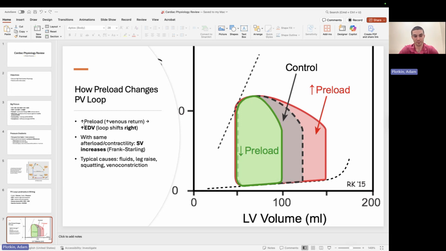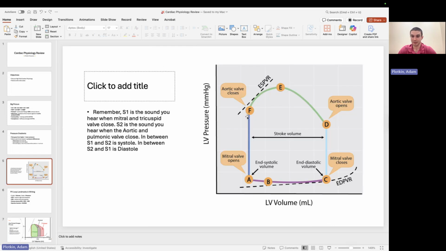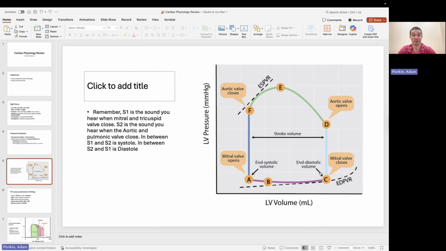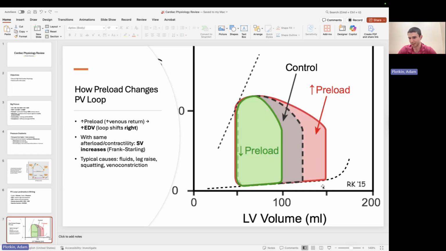So I put that in words here for you. Increased preload, or venous return, whatever you want to call it, causes an increase in the end diastolic volume, and we shift it to the right. We still have the same afterload and contractility, and the stroke volume ends up increasing, because remember, the stroke volume is this point E to this point here. So stroke volume was this point D to this point here. So that's my stroke volume. Actually, I think I said this was point D, but if we go back to our original graph, it's actually point C, so that's my bad. But we're just moving this point out.